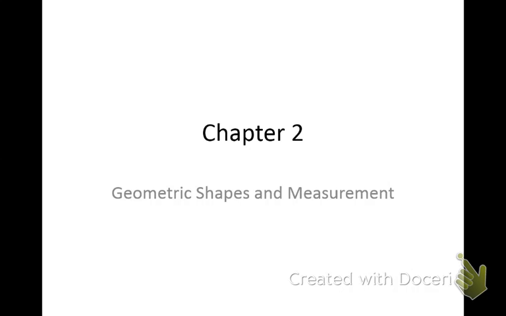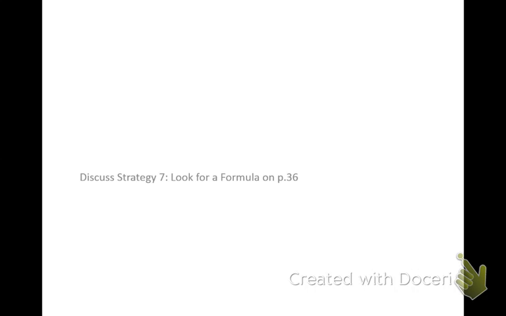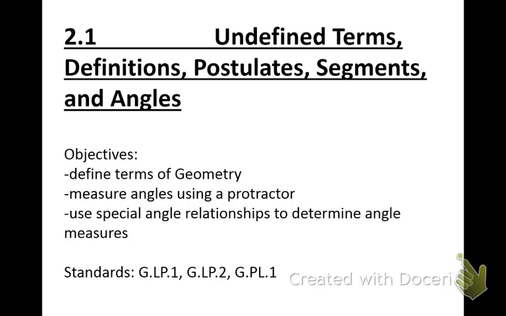Chapter 2 is about geometric shapes and measurement. Each chapter has a strategy at the beginning that they talk about on the first page or two. The strategy for this chapter is look for a formula. Because of time today, I'm not going to spend time going through that example. We've done some problems where we've had to use formulas, so it's just saying when you have a problem, if you can apply a formula that you know to it, then do that.